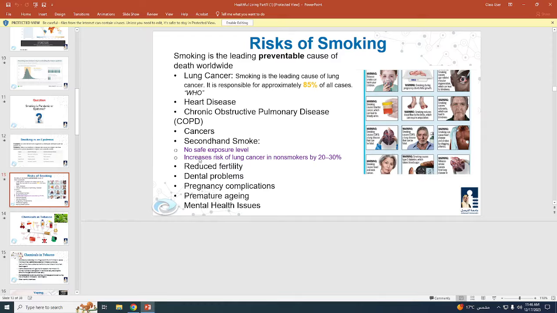Second, secondhand smoke. Of course, there is no safe exposure level. Even someone who is exposed every day to 1 cigarette per day is still at risk of developing health problems. It increases the risk of lung cancer in non-smokers by 20 to 30%. This is important. What is the risk for non-smokers to get lung cancer? It is 20 to 30%.